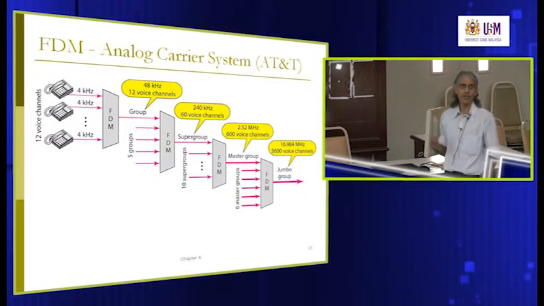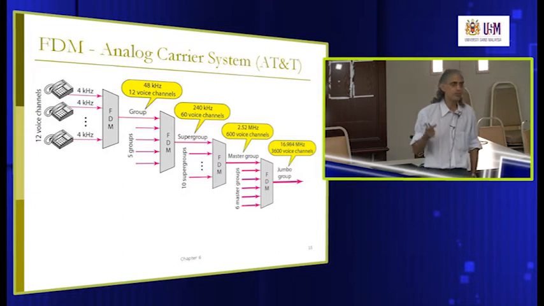So when you make a call from, say, your mobile phone to your friend in the US, it's not a direct link. Most likely your call is being multiplexed many times with other users at the same time, so that your call is multiplexed together with other users' calls to be transmitted to the United States.